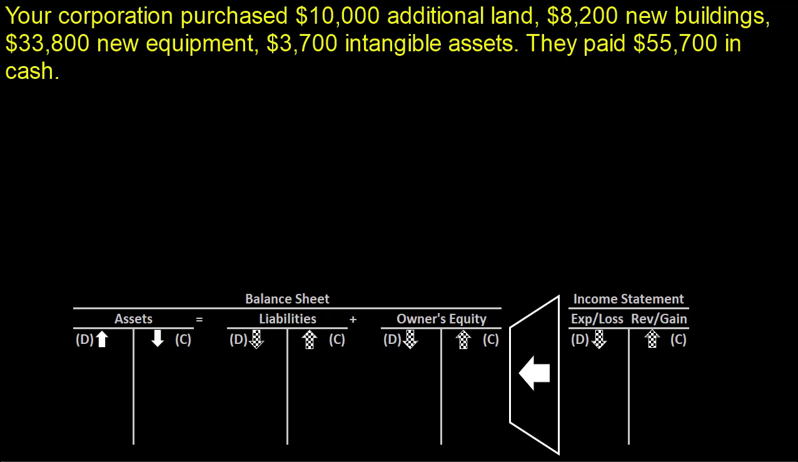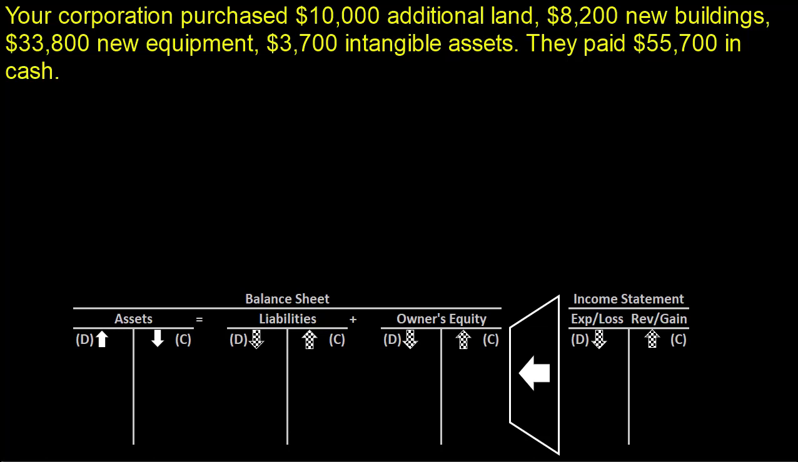This is a journal entry for purchasing property, plant, equipment, and intangible assets. This is something that happens in every business. You're going to purchase equipment, you're going to purchase a lot of different things. How do we record these things? And how do we record the things that we can't even touch?